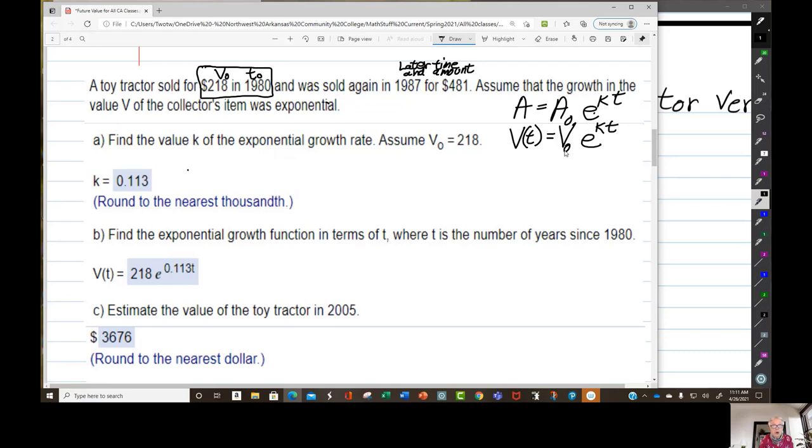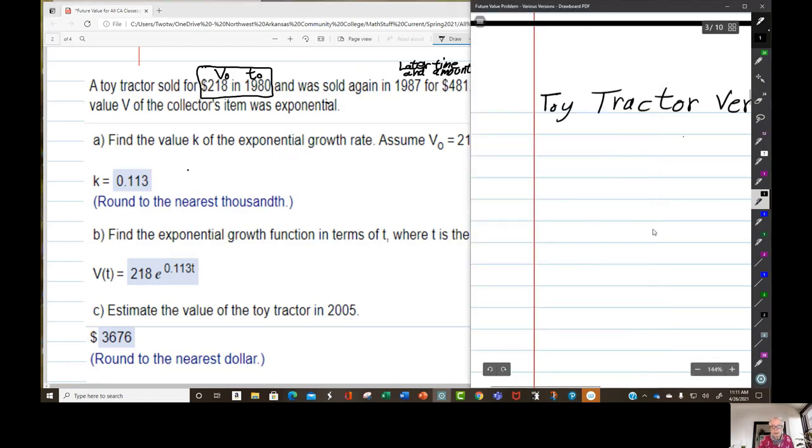And we know that V naught is 218. V of t equals 218 times e to the kt. All we need is our k. So that's what we're going to be finding now. V of t equals V naught times e to the kt.